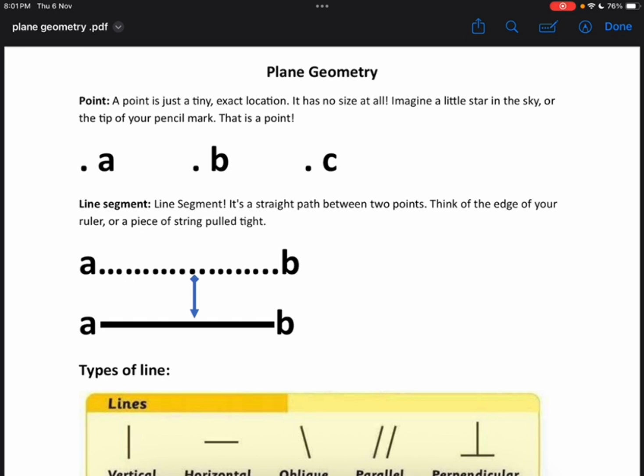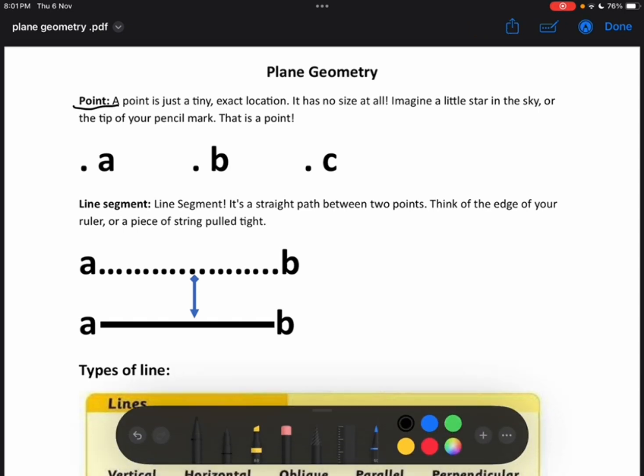First, let's meet the absolute smallest thing in geometry, that is called a point. A point is just a tiny exact location. It has no size at all. Imagine a little star in the sky or the tip of your pencil mark. That is a point. So you can see here the example of point A, point B, point C. So these all are points.